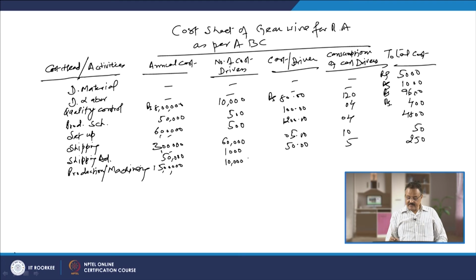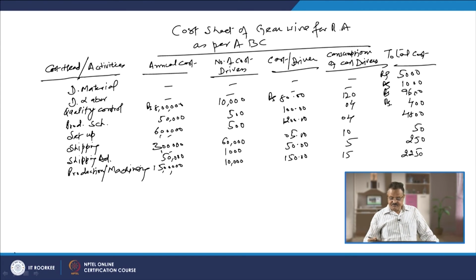So, it means the cost driver is 150, and the per driver cost is 15 rupees. And what is the total cost here for this product? This works out as 2250. This cost works out as 2250. So, what is the total cost here? How much does the total amount work out as?